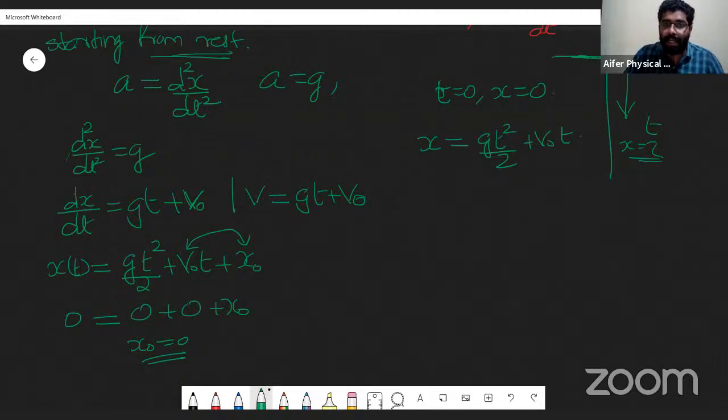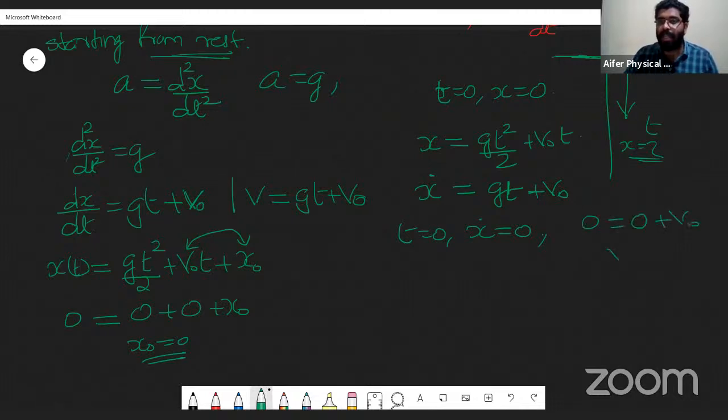So I am taking the derivative, x dot, and I get gt plus v naught. I know that at t equal to 0, the velocity of the particle x dot is also 0. If I substitute this condition, I get 0 equal to 0 plus v naught. That means v naught equal to 0. Physically, it means initially its velocity is 0. Now I can put it back to this equation.